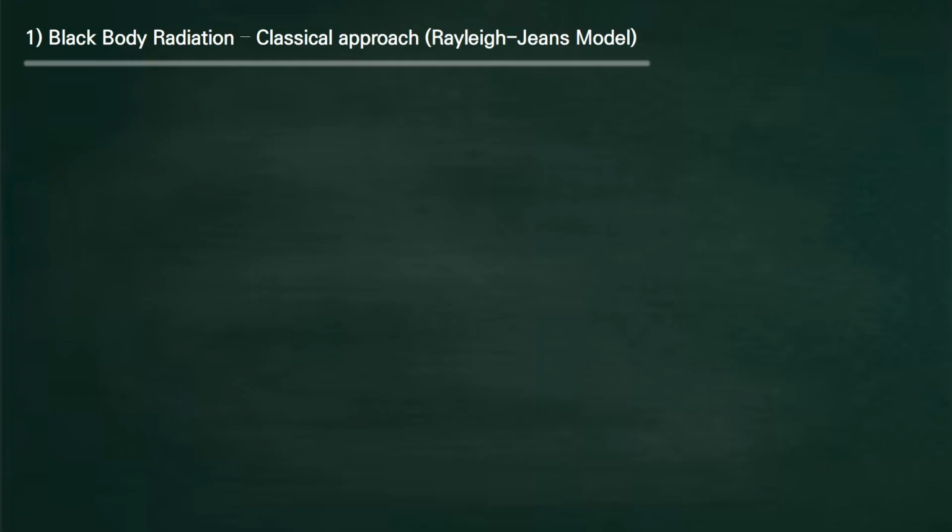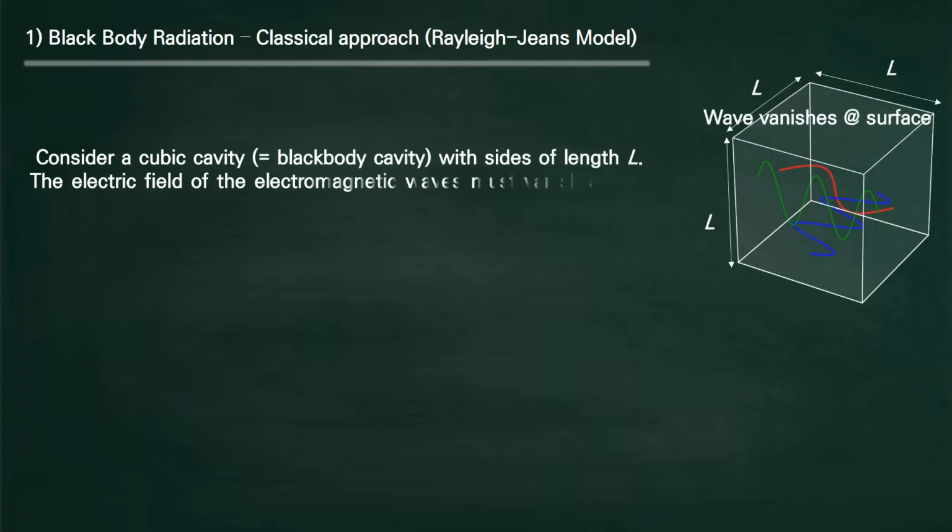To solve this riddle, Lord Rayleigh and James Jeans attempted a classical approach known as the Rayleigh-Jeans model. They modeled the blackbody as a cubic cavity with conducting walls of length L. Inside this cavity, electromagnetic waves form standing waves. Because the walls are conducting, the electric field must vanish at the boundaries, E equals 0 at the surfaces.